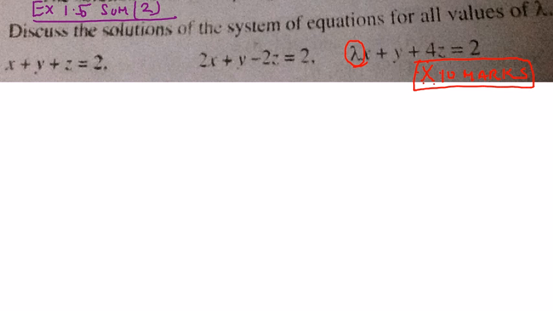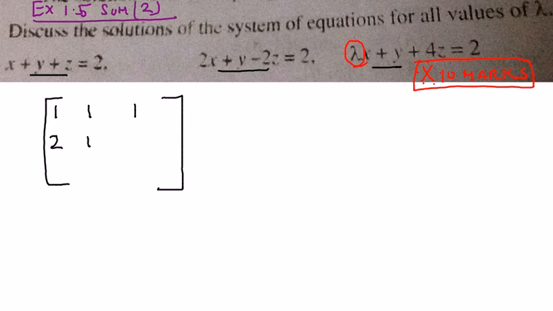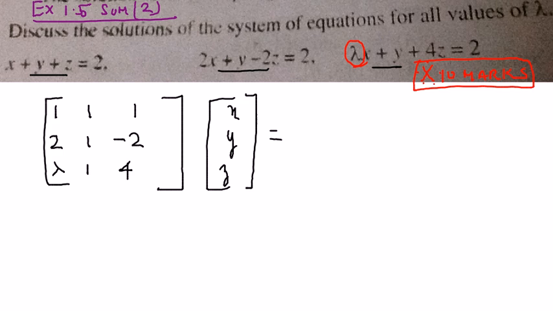So the first thing we will be doing is writing these three equations in the matrix form, right? So when we write it in the matrix form, it's 1, 1, 1, 2, 1, minus 2, lambda, 1 and 4. This, when we multiply it with x, y and z, we get the resultant as 2, 2, 2, right? So we call this AX equal to B.